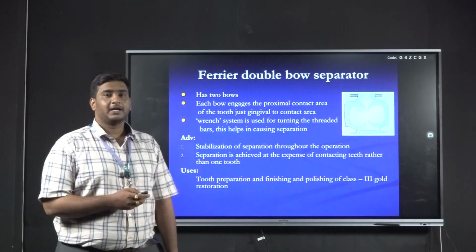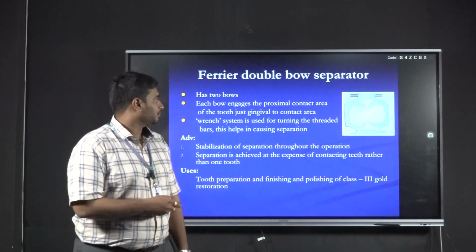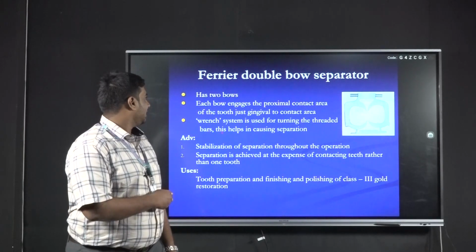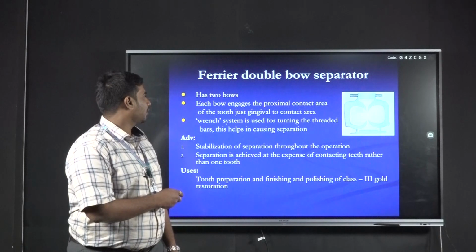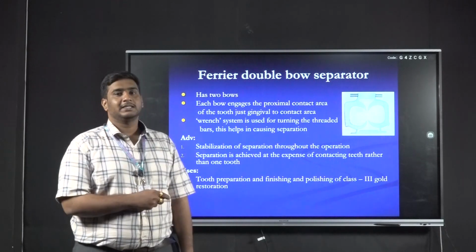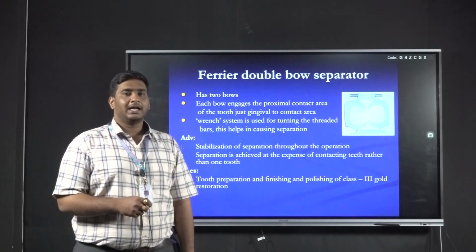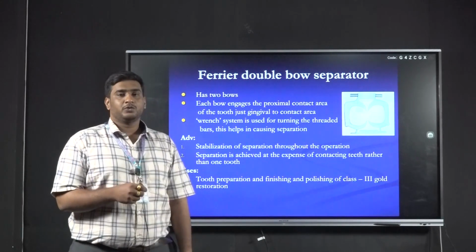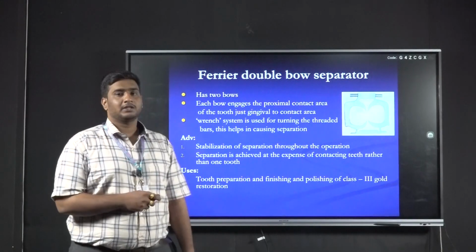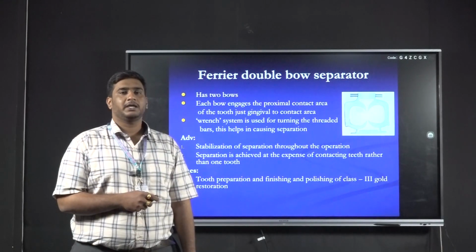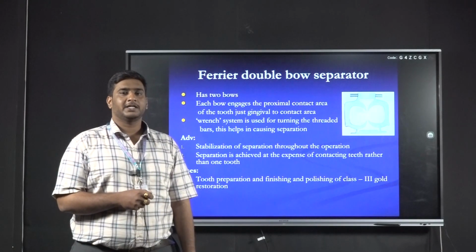So coming to the Ferrier double bow separator, as the name indicates, it is bow shaped. There will be two bows which engage the proximal contact area of the tooth just gingival to the contact area, and a wrench system is used to turn the threaded bars. This helps in causing the separation of the teeth away from each other. So the main principle is the wrench principle.